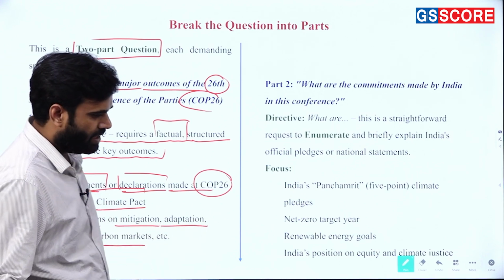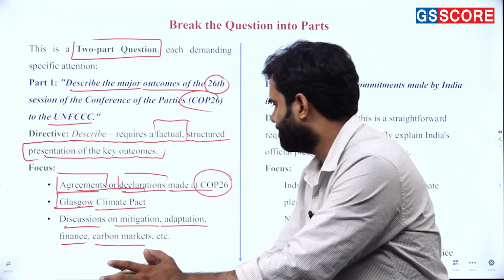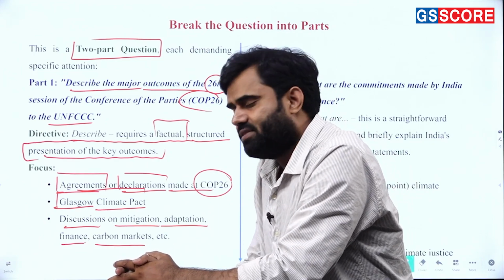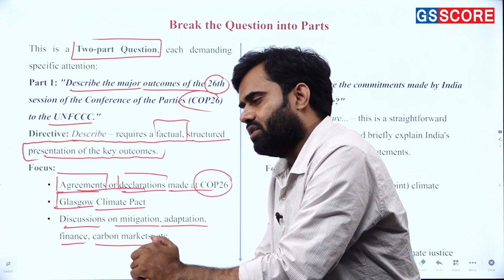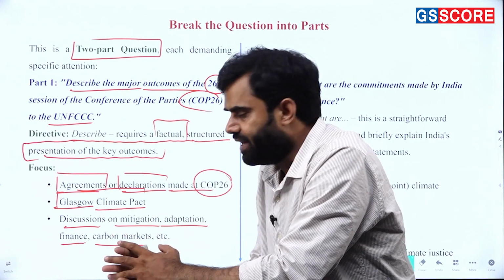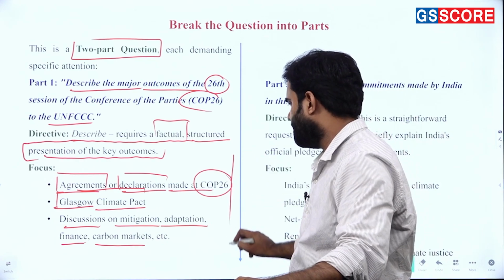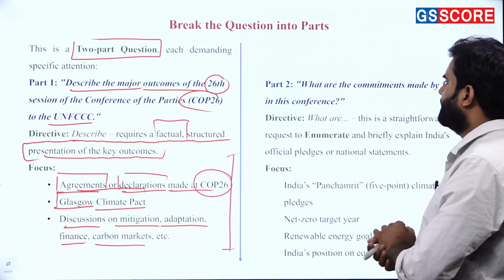यू नो दैट जब भी क्लाइमेट चेंज मिटिगेशन को लेकर बात हुई है, सो वी हैव टू थिंक अबाउट मिटिगेशन, एडेप्टेशन, फाइनेंस, कार्बन मार्केट्स, ट्रांसफर ऑफ टेक्नोलॉजी और जो गोल्स दिए गए हैं वो फुलफिल हुए हैं या नहीं हुए हैं, ये सब डिस्कशन में आता है. So we have to focus on these important areas. Now let's move toward the second part.